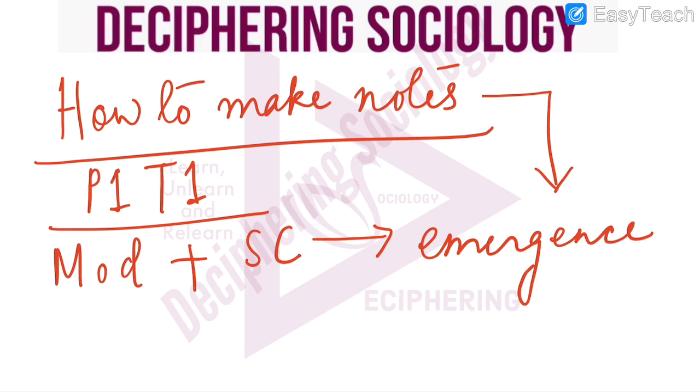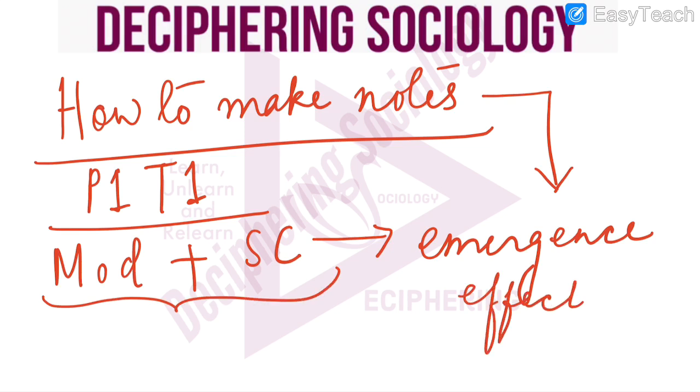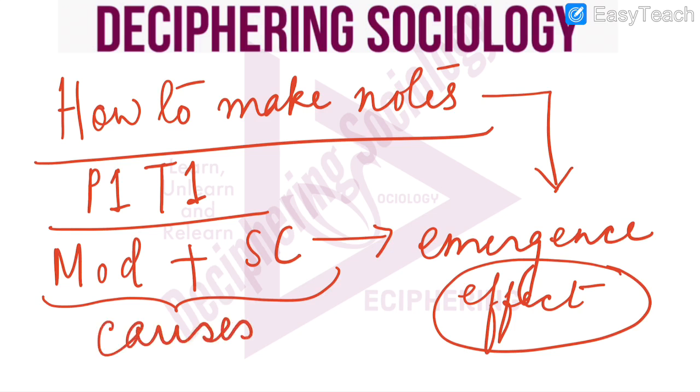Here, if we look at the PYQs, we will see that mostly the questions that they ask is to form a correlation between the causes and the effect. Okay. So how did sociology emerge, or why did sociology emerge? What were the causes? So if you are making notes for this particular subtopic, then here you will have to note down the causes.